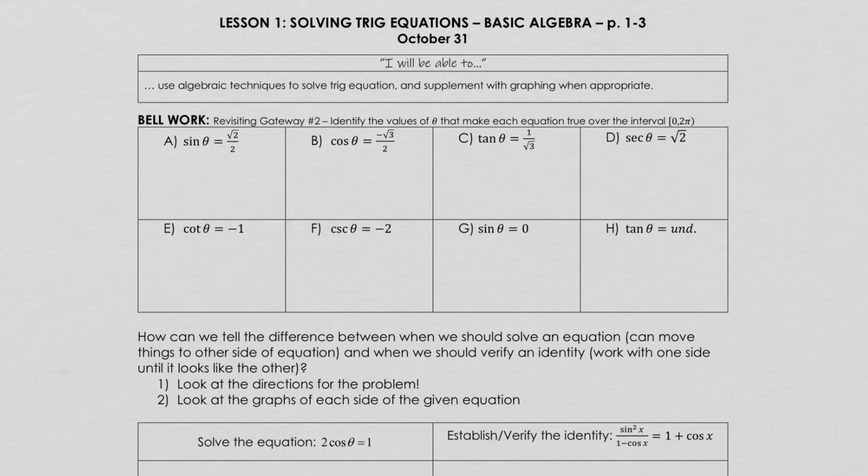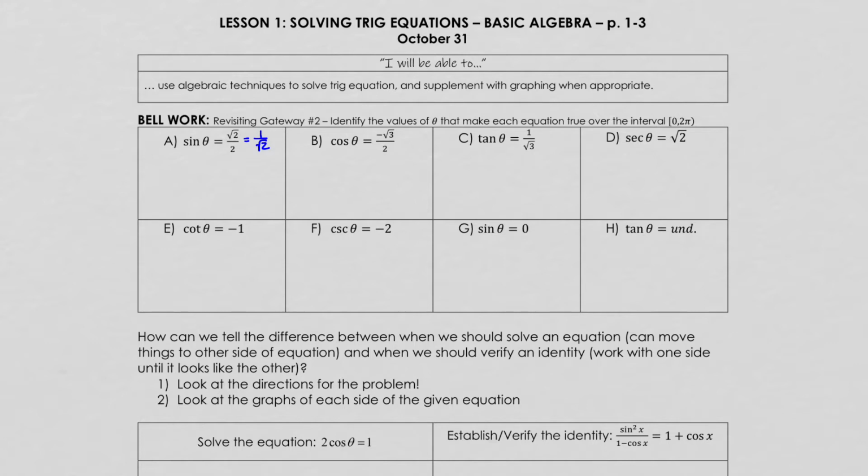You need to identify the values of theta that make each equation true over the interval from 0 to 2 pi. Notice the bracket before the 0 and the parentheses after 2 pi. That means 0 is included, but 2 pi is not. So if I have sine equals square root of 2 over 2, that is the same thing as saying 1 over square root of 2. Depends on which way you prefer seeing it.